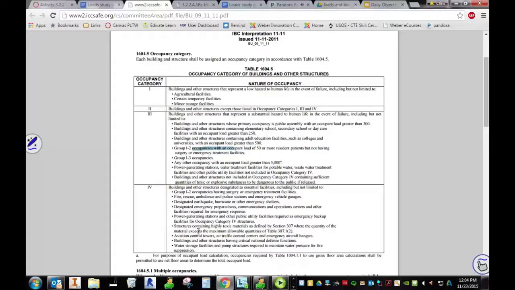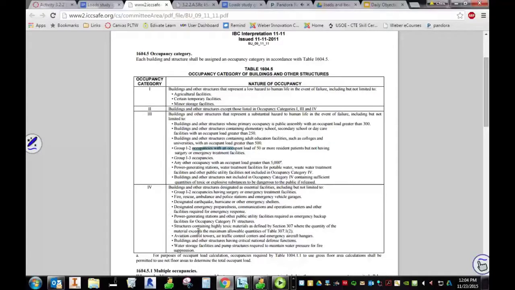I know this is the first time you're looking at anything like this, but if you had to take a guess as to what class we would put this building, what do you think? 3. I think 3 too. There were a couple things that jumped out to me. Represent a substantial hazard to human life if it were to fail, that's true. And then I saw buildings and other structures containing adult education facilities such as colleges, universities, boom. We're gonna go for class 3.